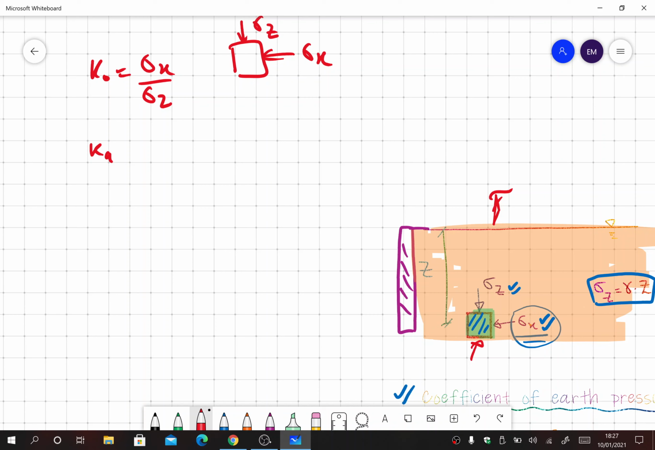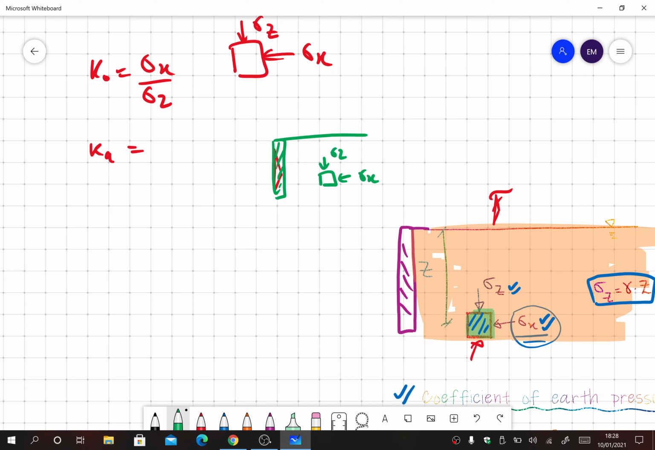In active earth pressure condition, just to jog your memories, we know that this is the vertical wall and this is the soil behind it. If the wall is moving away, let me use a different pen so it will be easier to understand. So if this is the retaining wall, and this is the soil, and this is the element that we are considering, and this is sigma x and this is sigma z.